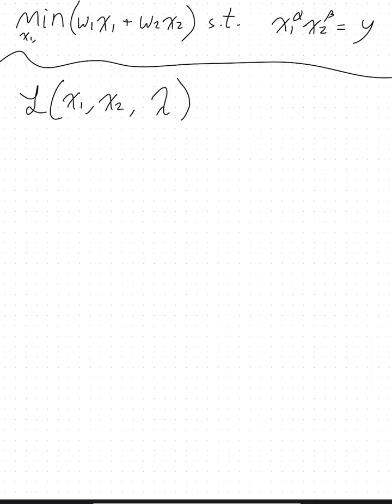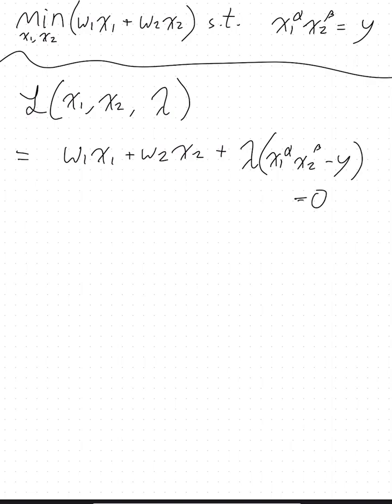I can clarify here, we're choosing x1 and x2 that solve this problem. We don't have control over the other variables. So we set this Lagrangian to be w1x1 plus w2x2 plus lambda times the constraint made to be equal to 0. So we would do minus y to make this equal to 0.